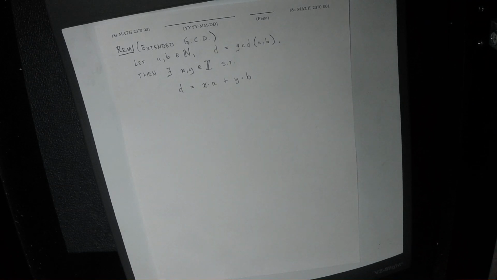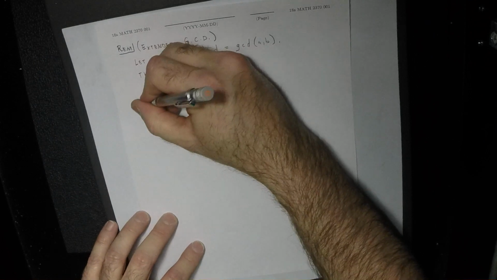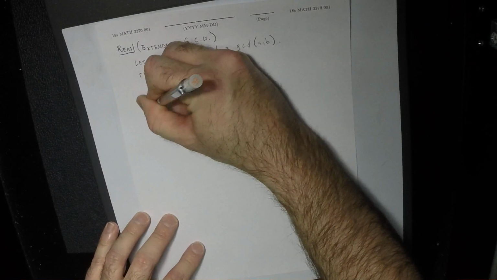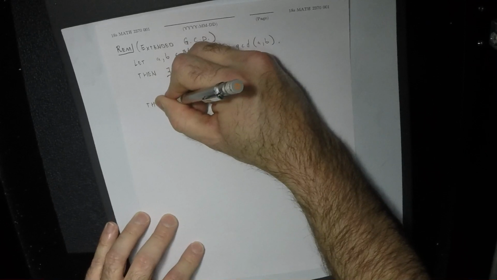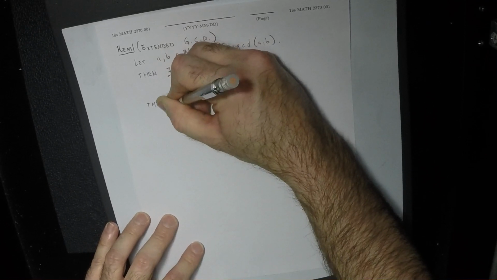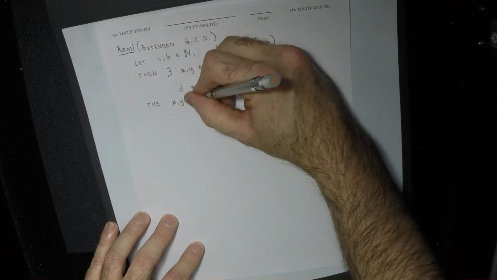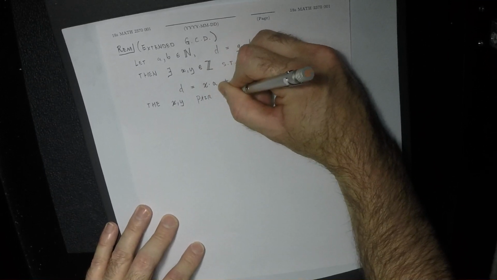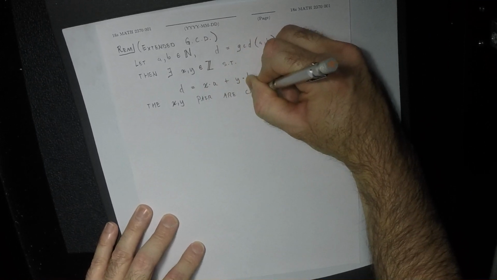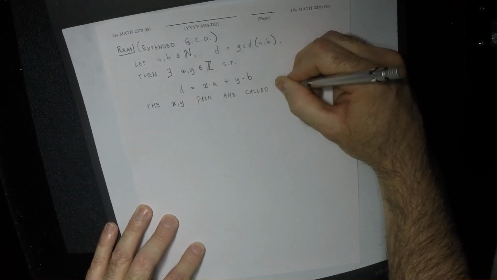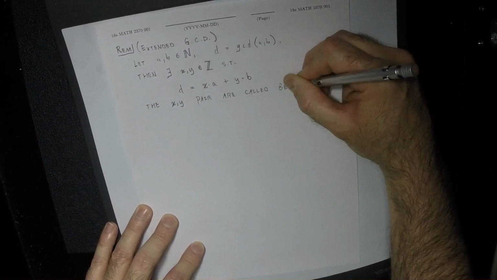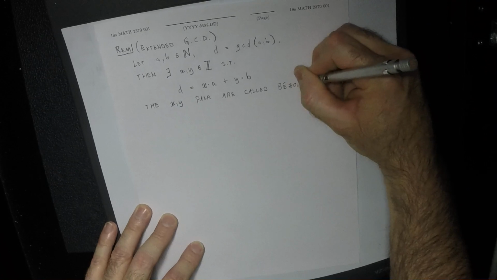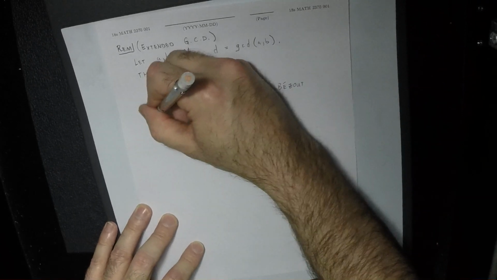Okay, so then the X and Y pair are called Bezout coefficients.